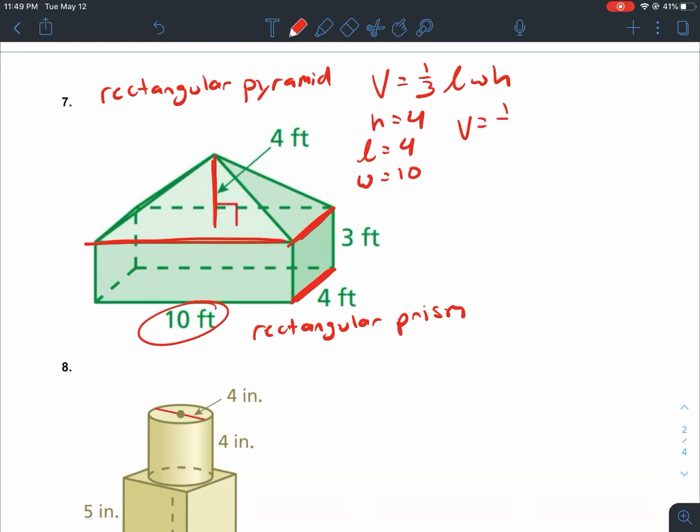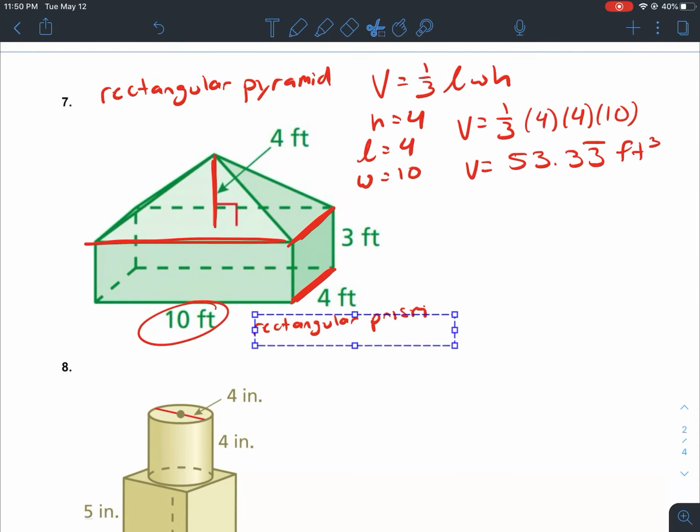So all we got to do now is plug it in. So 1/3 times 4 times 4 times 10. So you go ahead and plug that in. 1/3 times 4 times 4 times 10. And I got 53.33 repeating. And of course, that's going to be feet cubed. So this is the volume of my rectangular pyramid.